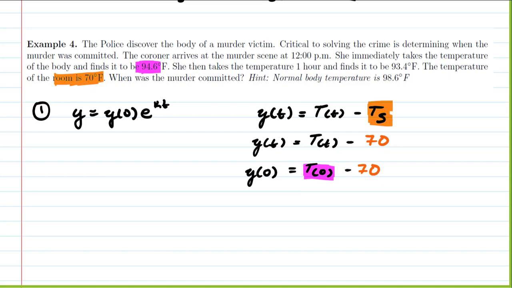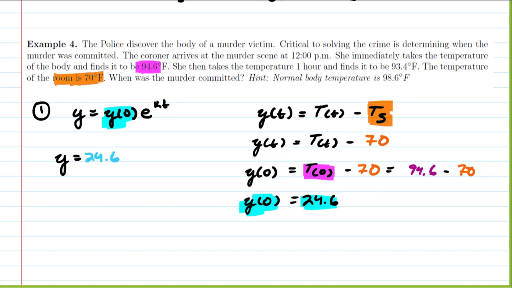So then we get 94.6 take away 70. So that gives us that y of 0 is then equal to 24.6, right? Okay, so now we have y of 0, and we can put that back into our equation. So we've now finished step 1. y is 24.6 e to the kt.